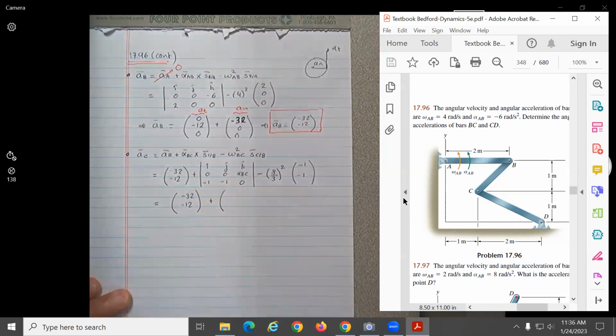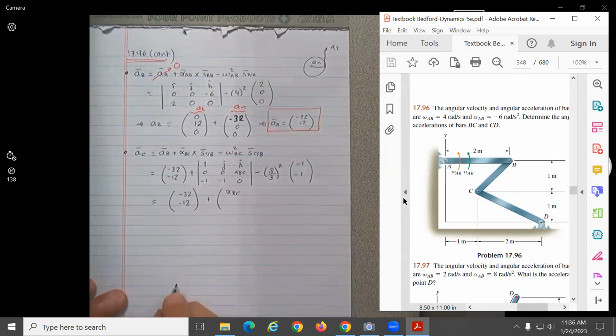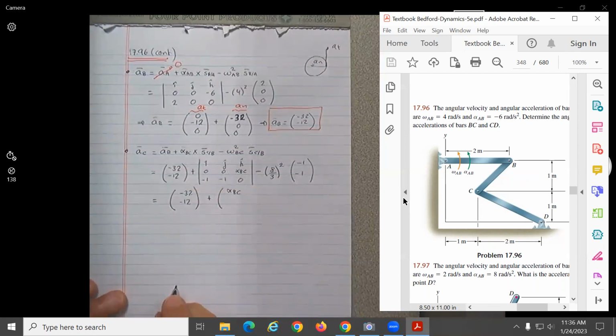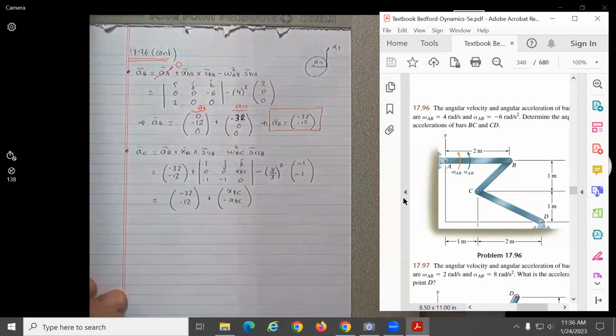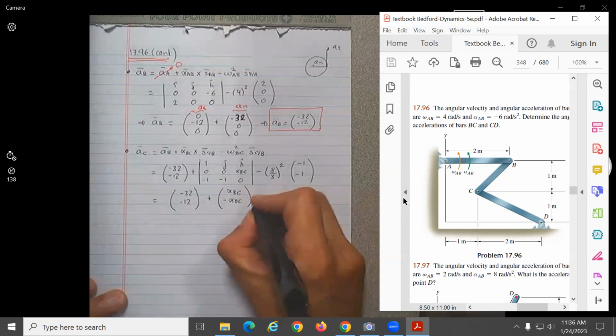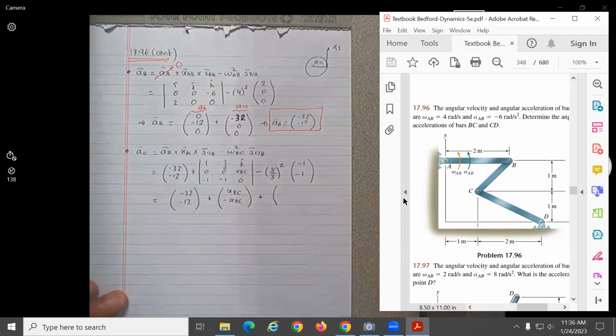plus what? What will be the X component? Will be positive, no? Positive alpha, yes. Positive alpha BC, and the second one will be negative alpha BC, and the last one, good luck. So actually both will become positive. Whatever. So what is 8/3 squared? 64/9.